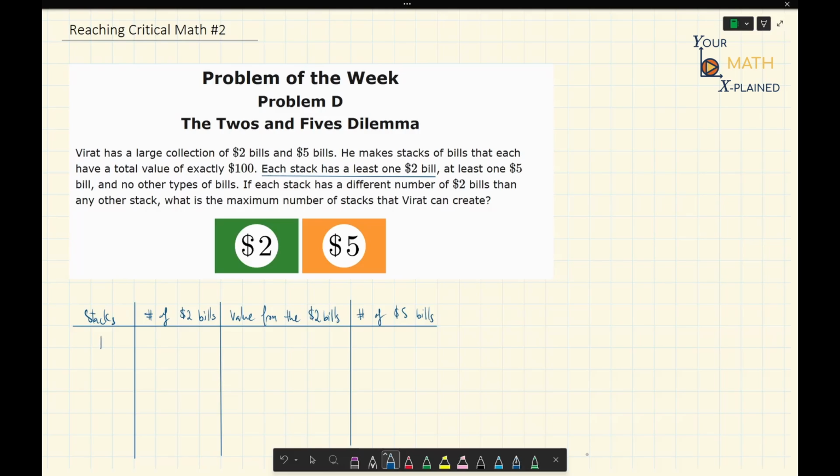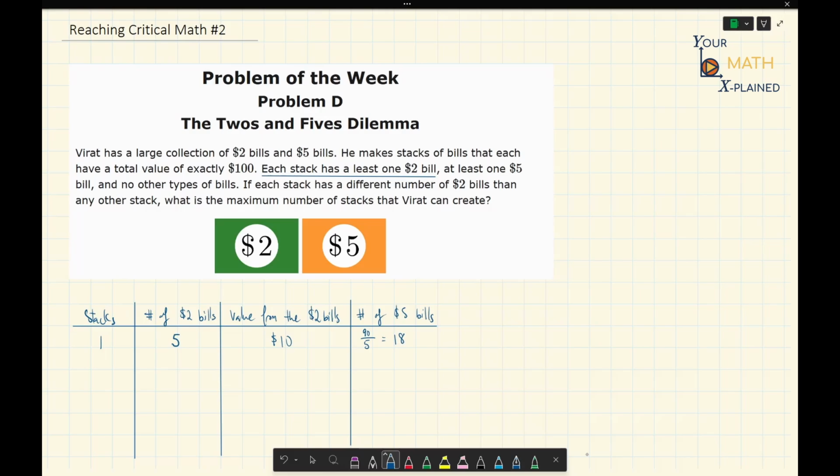And I can't have just one $2 bill, as mentioned earlier. I would need to have at least 5 of them so that it becomes a multiple of 10. If I have 5 $2 bills, that means that makes up $10. And I can make up the remaining $90 with $5 bills by doing 90 divided by 5, which makes 18 $5 bills. Notice that this 18 doesn't actually matter. We just want to know how many different stacks can be created based on the $2 bill.